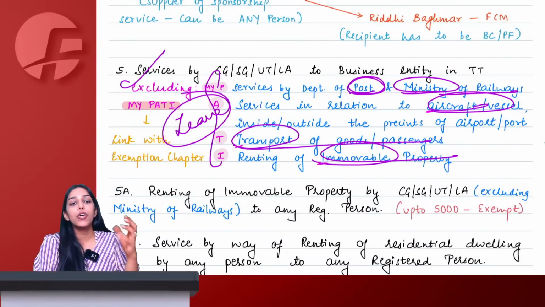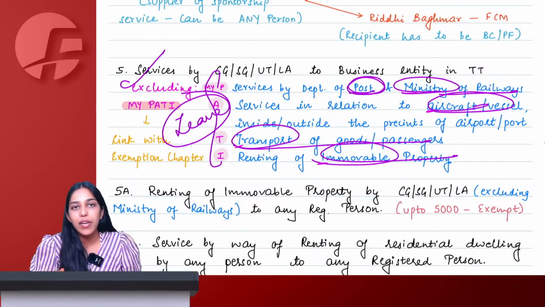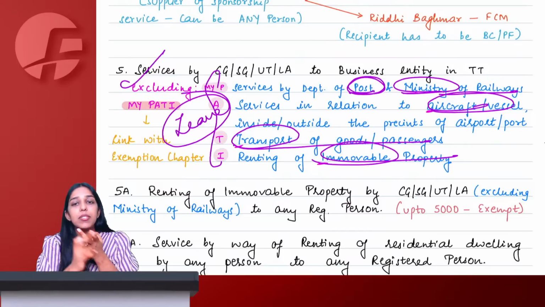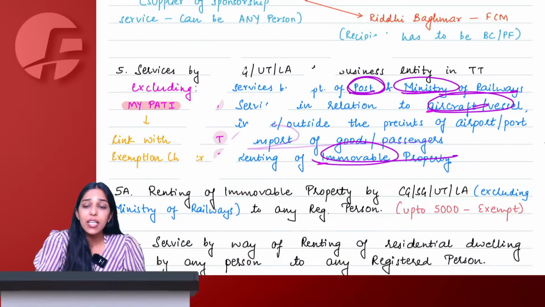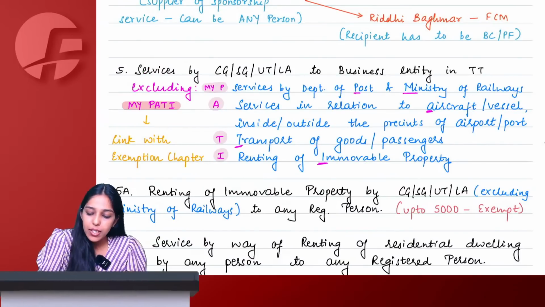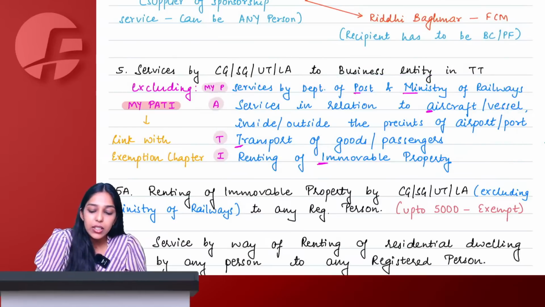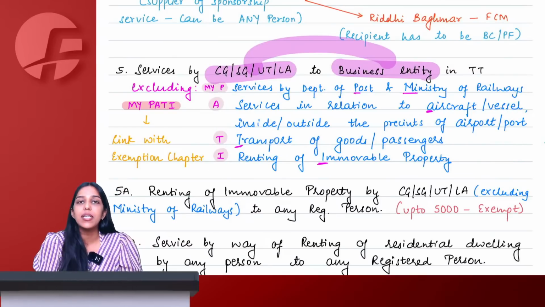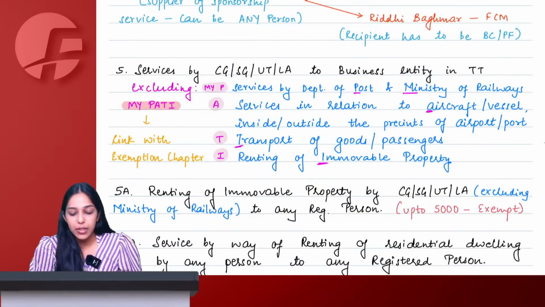In point number 5, what we will do with all of these transactions, we will see in the chapter of exemption. Some things might be exempt, some things might be taxable under FCM, some things might be taxable under RCM. We will see later on. But for this entry, we are saying you leave these things. Other than that, any other service if government is giving to a business entity, then the business entity will be paying tax under reverse charge mechanism.